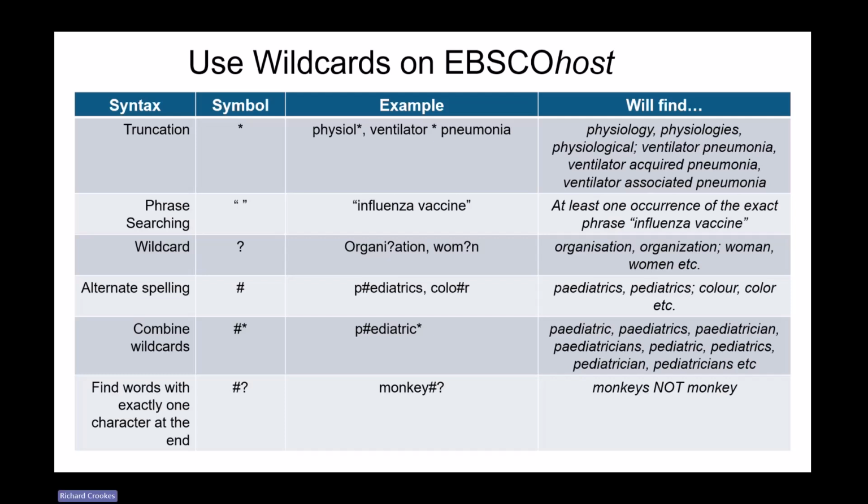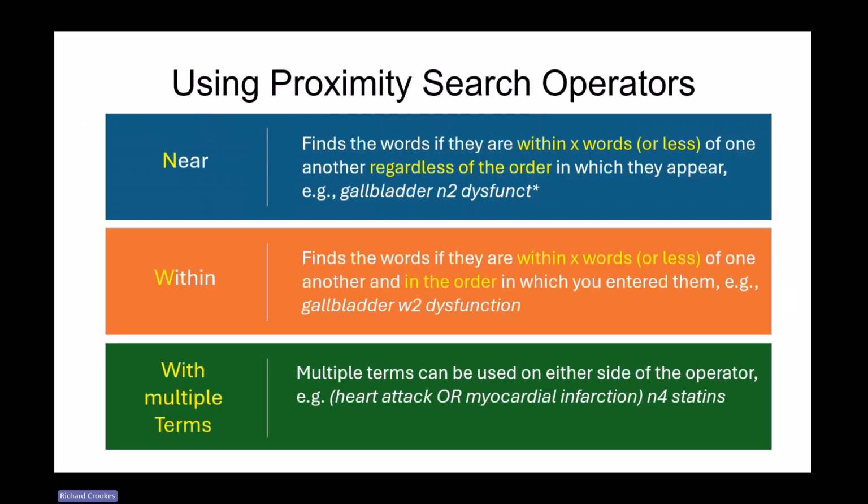So again, you might want to consult this later, and also you may have some idea how you might use that in the first instance in any case. So that's the wildcards, including truncation, but we also have the proximity search operators as well. So this will again enhance the search to ensure that you find the variations of terms, expressions, and so on. So we've got near, so that finds words if they are within a specified word range or less of one another, and that's regardless of the order in which they are entered.